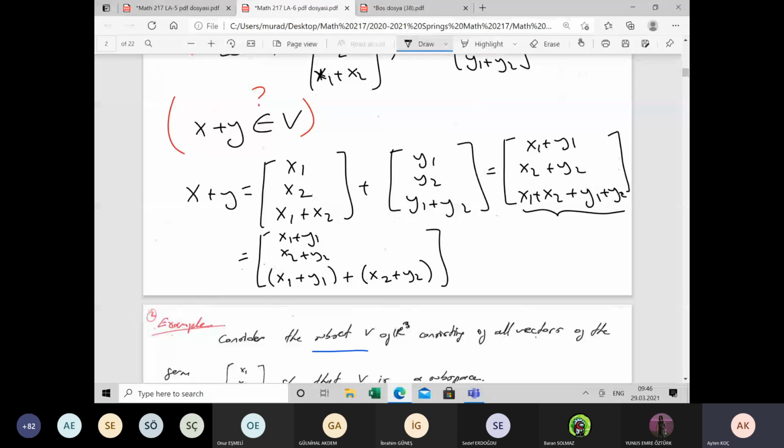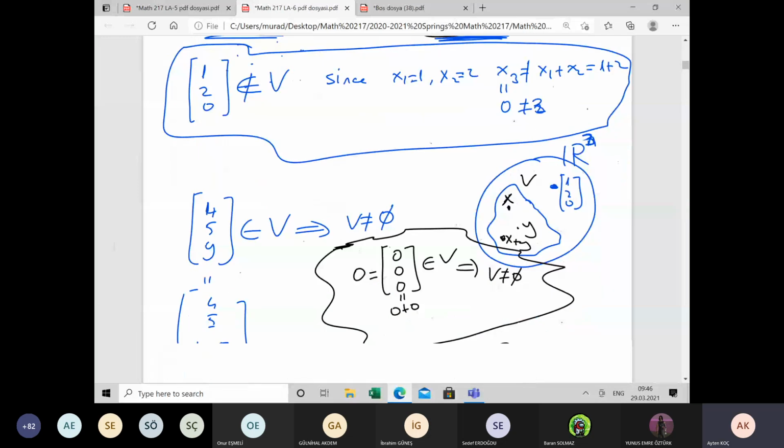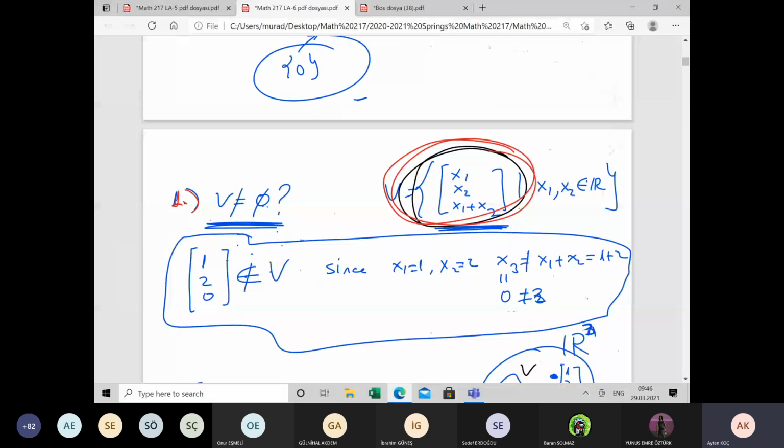First one, it is not important. Second one, not important, any real number. But the third one should be first one plus second one. So this one is in V, because V contains the vectors that satisfy this condition. It's okay. Any question?